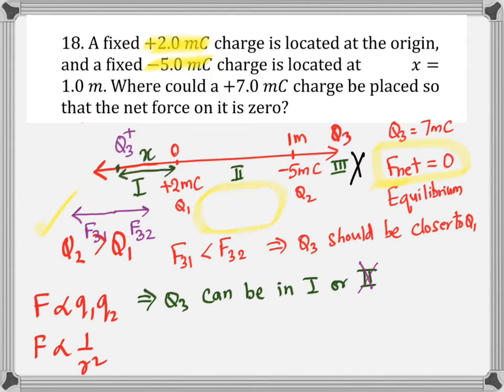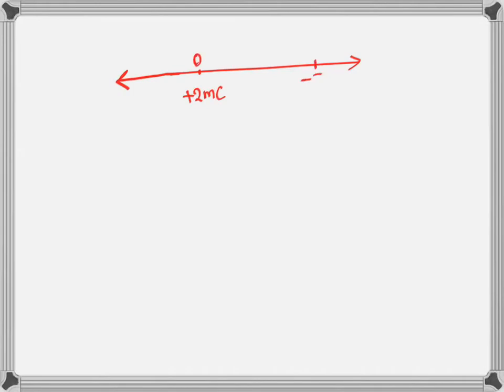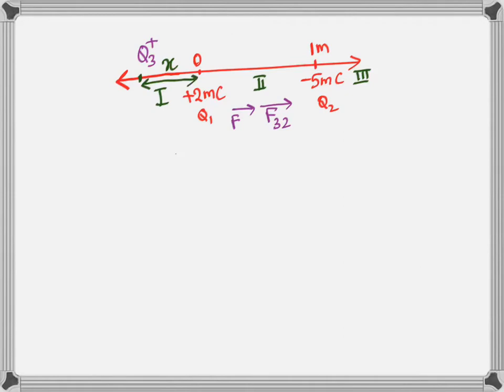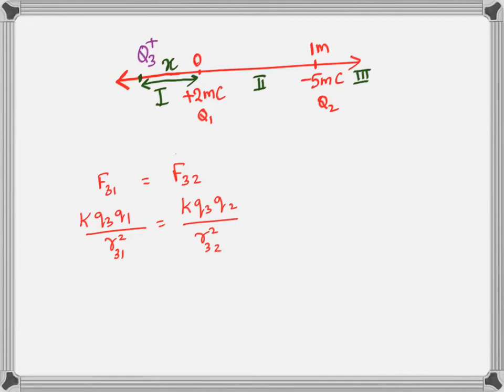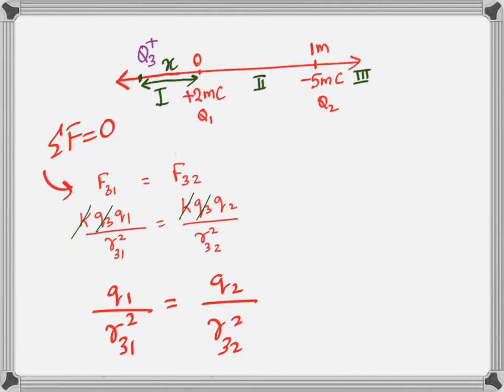So now let's say that we place Q3 at a distance of x from the origin. Now we are going to redraw it and generate an equation so that we can solve for x. Let me just rub this out, this is not required anymore. Okay, so now F31 is equal to F32 in region 1. We can generate the equation using Coulomb's force formula: k q3 q1 over r31 squared equals k q3 q2 over r32 squared. We can simplify this and get the equation in this simplified form.